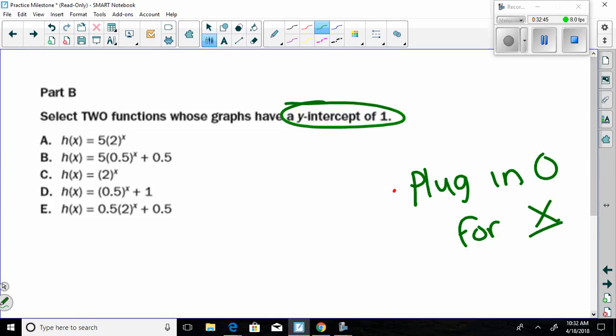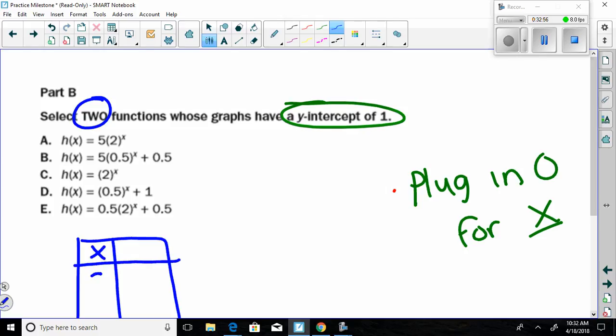How would you get your y-intercept? Plug in 0 for what? How do you get your x-intercept? Yeah, remember, it's always the opposite. Does this make sense? Yes.